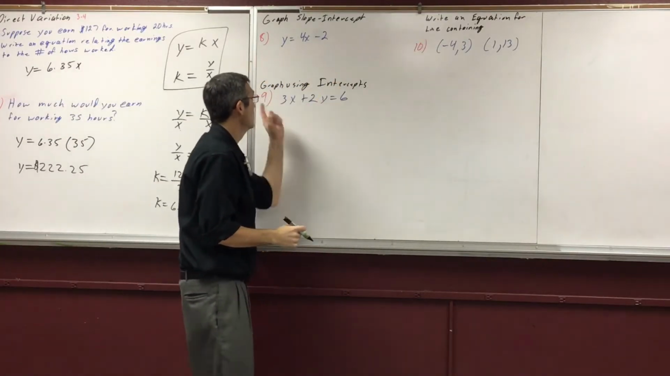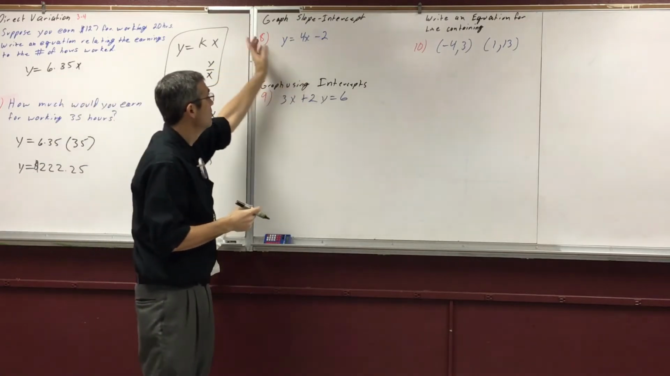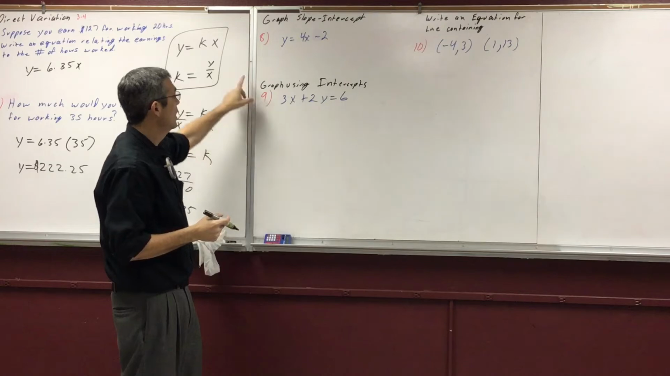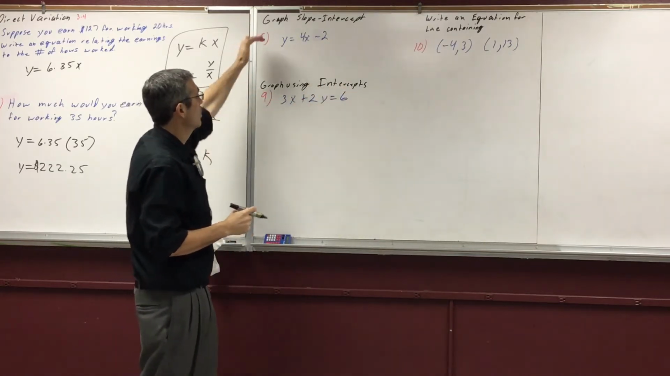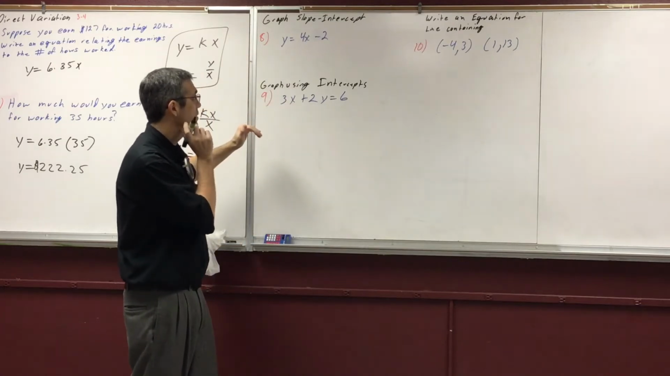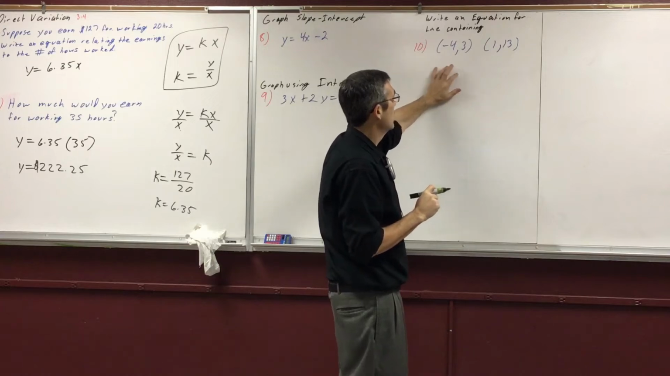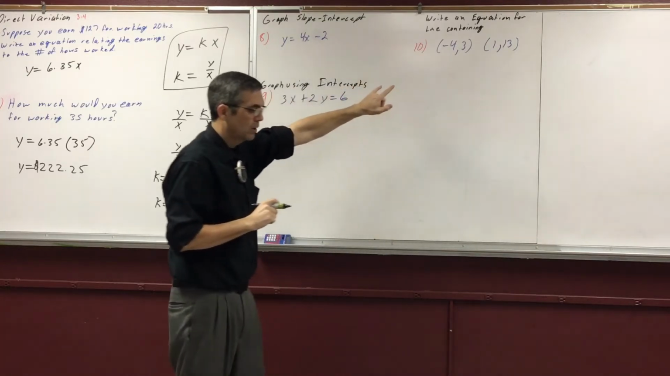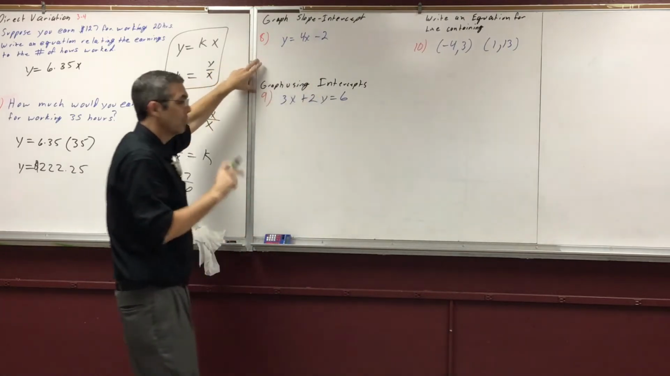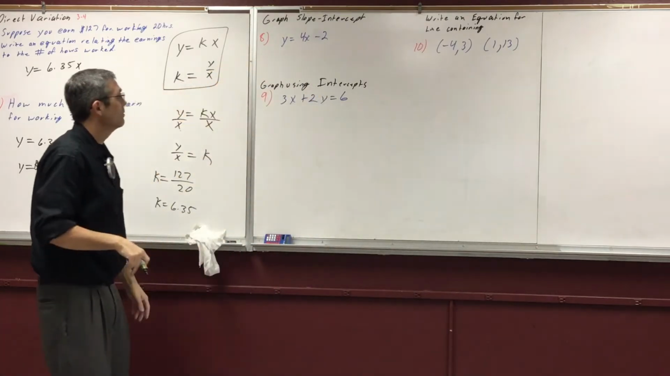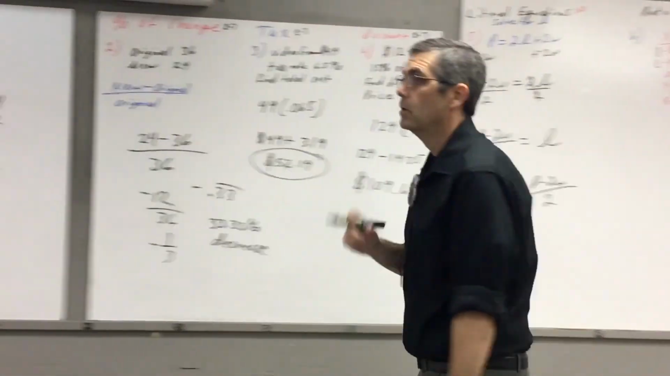Graph using slope-intercept form, and graph using intercepts. I should have said slope-intercept form. So we're going to set both of these up and show you that, and then we're going to come back over here and write an equation for a line containing these two points. We're going to do this with a couple different things, so we're going to come back to that. But we're going to have the graph for this, so we're going to go up to the front of the board and actually show how to work these problems.